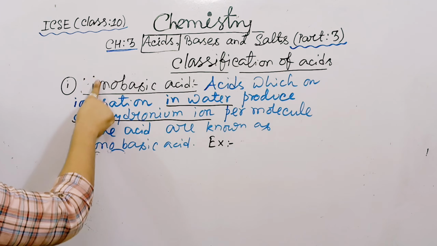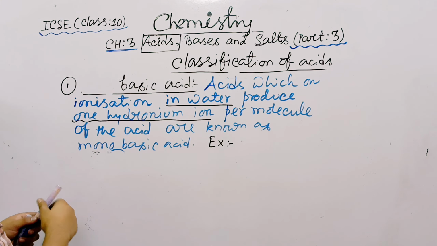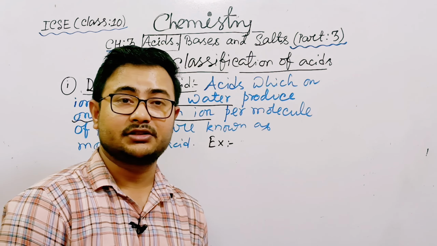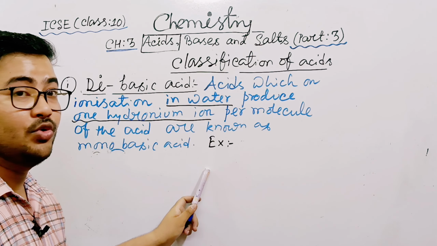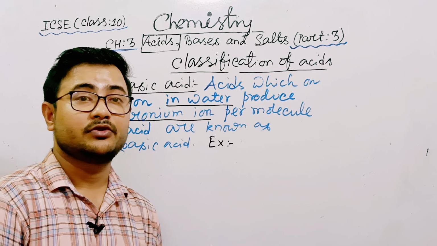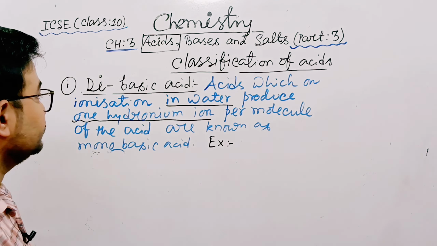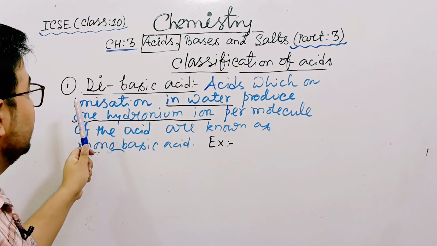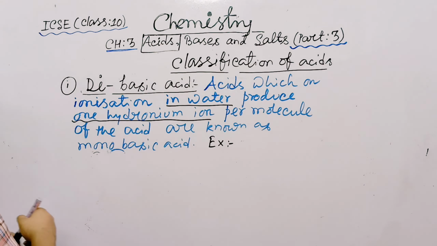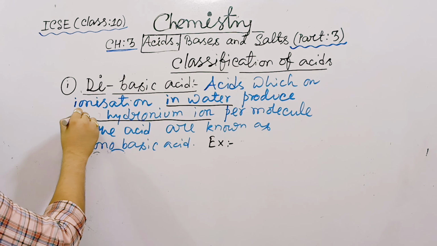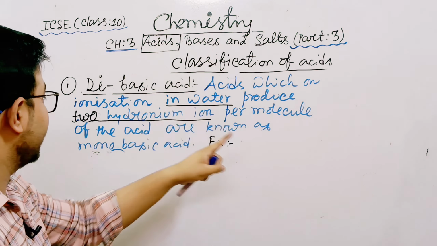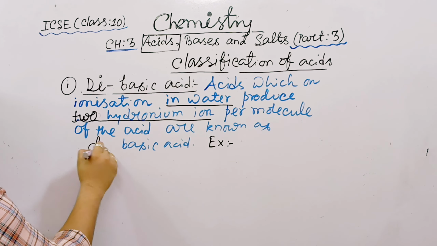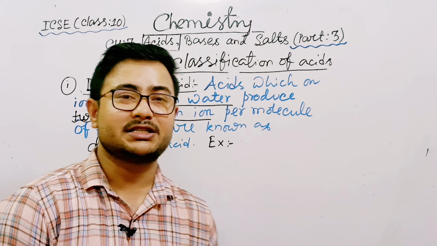Now our next concept. See, it is monobasic acid. If you change it to dibasic acid, can you write the definition? Pause the video, and in the same way write down the definition of dibasic acid. Look at the board. First pause the video and try to write. Acid which on ionization in water produces, instead of 1 write 2, because di means 2, hydronium ions per molecule of the acid, is known as dibasic acid. Do you understand? Just the same definition, same way.